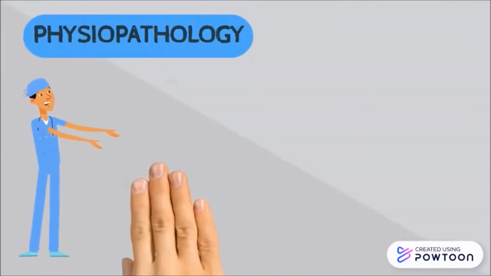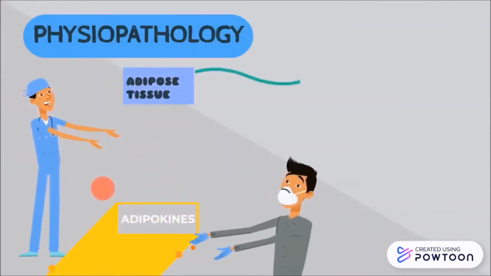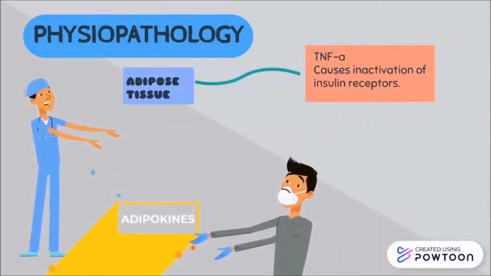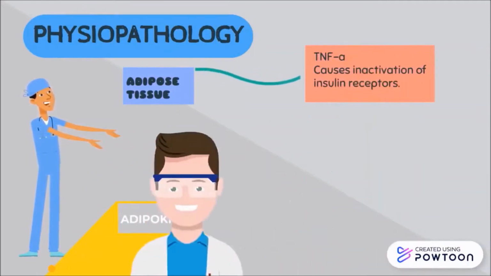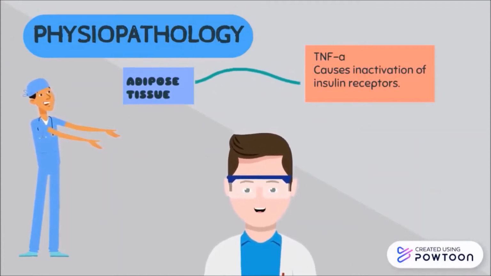Now, adipose tissue with adipokines such as tumor necrosis factor alpha cause phosphorylation and inactivation of insulin receptors in the adipose tissue as well as in smooth muscle cells. This induction of lipolysis increases the free fatty acid load.